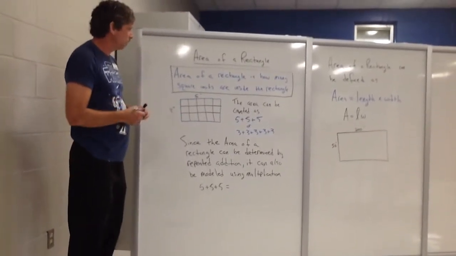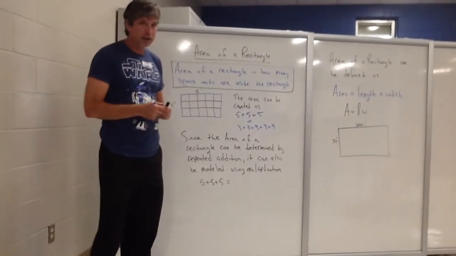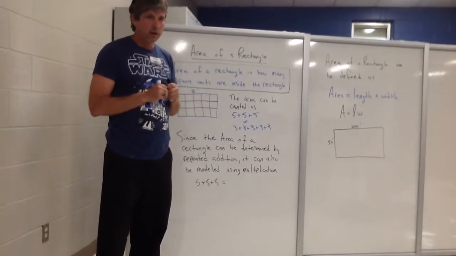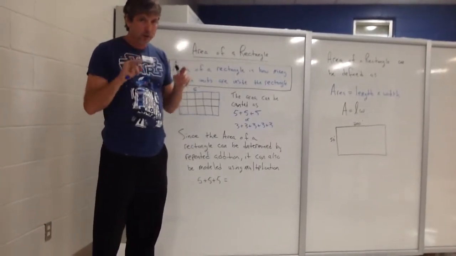Most of us are familiar with the rectangle. We know it's a four-sided shape. We know that opposite sides are equal. We also know that it has four right angles in it.